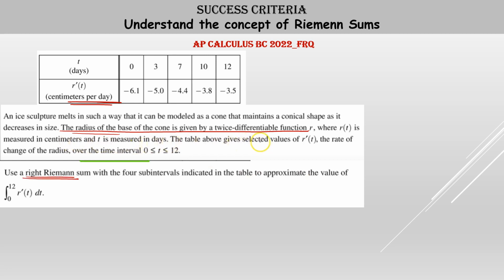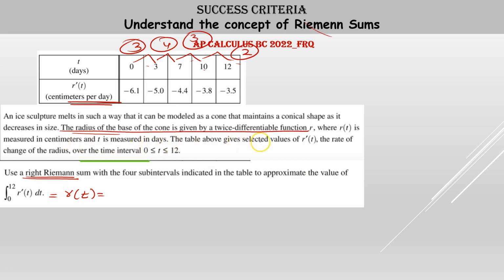So see, 4 subintervals. First of all, just check whether it is even intervals or 1, 2, 3, 4. The widths appear to be different to me. 3 minus 0 is 3, 7 minus 3 is 4, 10 minus 7 is 3, and then 12 minus 10 is 2. So we have to calculate this part, right? It means we are trying to find out R of t.